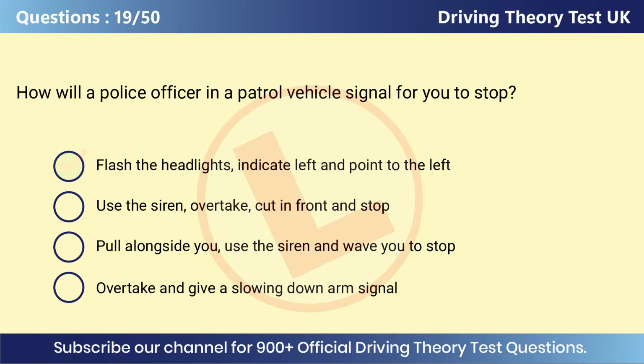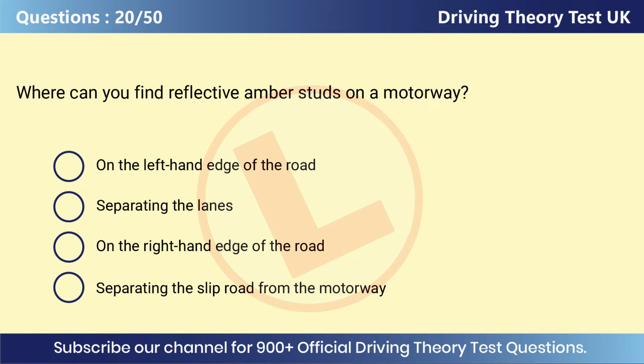A. Flash the headlights, indicate left and point to the left. Question 20. Where can you find reflective amber studs on a motorway? A. On the left-hand edge of the road. B. Separating the lanes. C. On the right-hand edge of the road. D. Separating the slip road from the motorway.